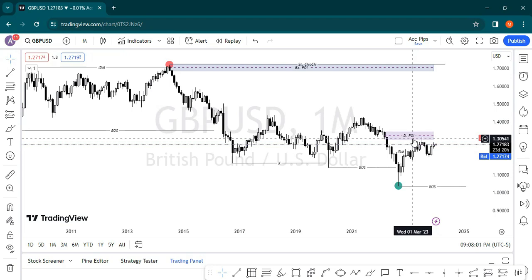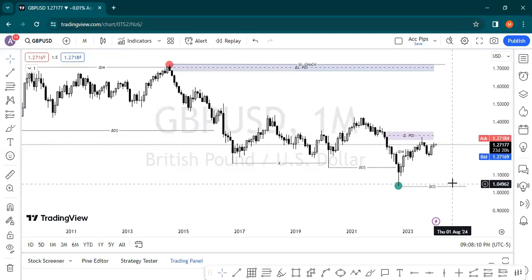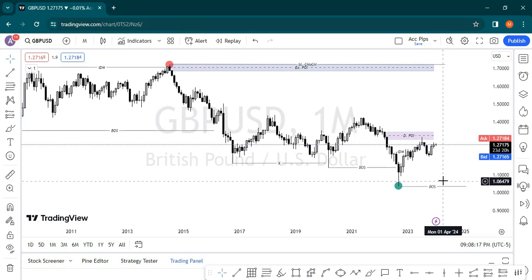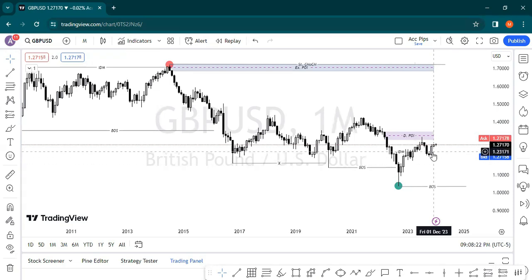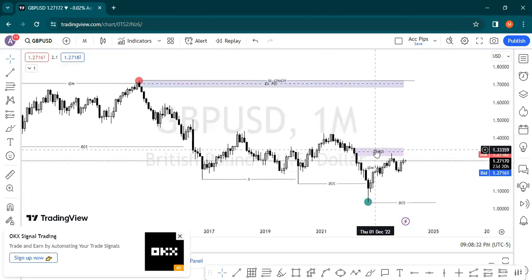For now, the decisional has not failed yet, but as I said, looking at the whole picture here, the probability that the decisional OB is going to be violated is also very high. So let's keep an eye on this. The reason why I'm saying this, when we get to the H4 time frame, you'll see why I'm saying that the probability that the decisional OB on the monthly time frame is going to be violated is high. All right, so this is my take on the monthly time frame.